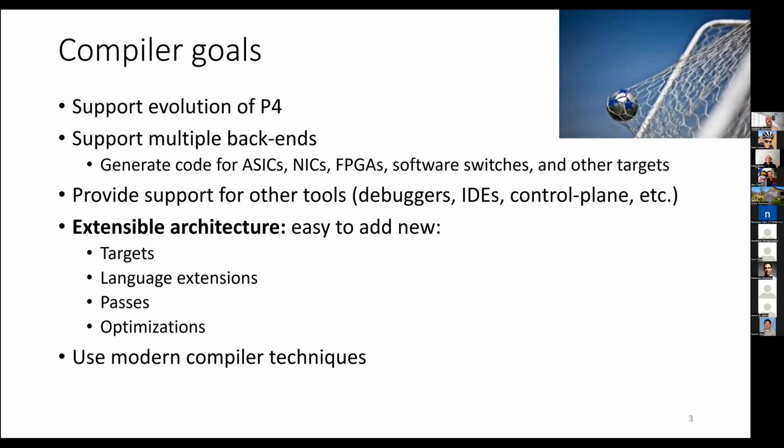So the compiler was designed to support evolving P4 and also to enable commercial entities and researchers to extend it with multiple backends. And as far as I know, it does support FPGAs, NICs, ASICs, software switches, and a variety of targets. So I think it's been relatively successful in that respect. And this has been done by having an extensible architecture. So we really didn't design for performance necessarily, but we designed for extensibility. So it's easy to add new targets, to extend the language with your own constructs, to add new passes to the compiler, or to add new optimizations.